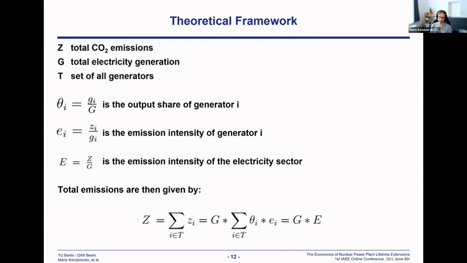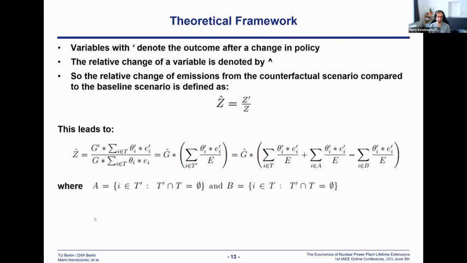I won't talk a lot about these equations now, because I think we don't have enough time for that. However, just a few words about it. We have theta, the output share of generator i. e is the emission intensity of generator i, and capital E is the emission intensity of the electricity sector. We put these variables into an equation and do various transformations. So we have a baseline scenario, then we have a counterfactual scenario, which is denoted with an apostrophe.